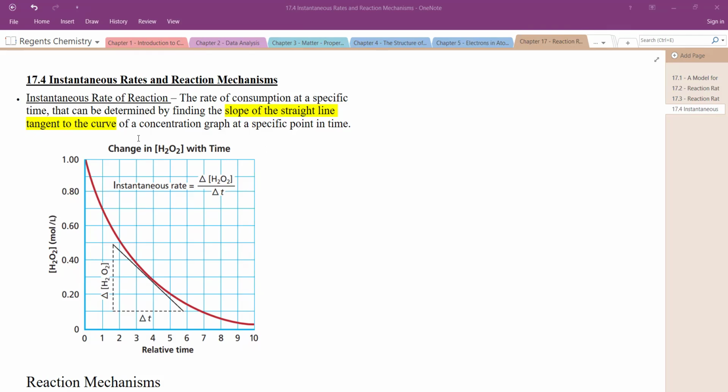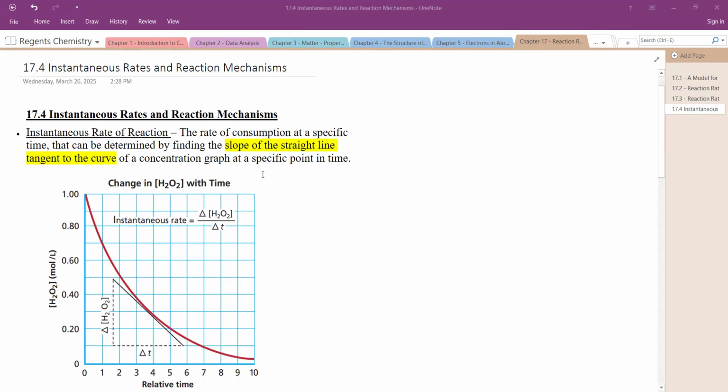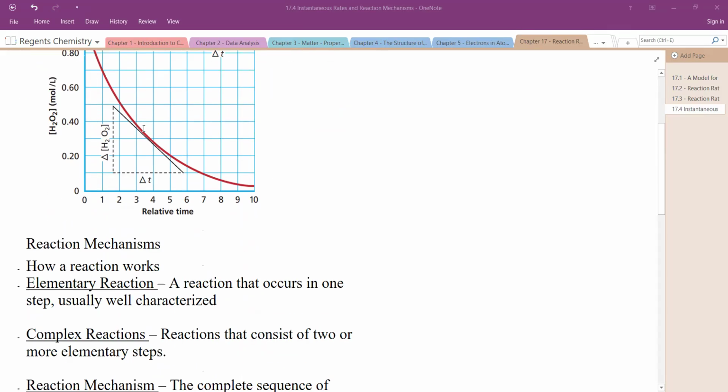Now, we can find that by determining the slope of the straight line that is tangent to the curve from a concentration graph. Tangential means that it is touching the curve but not crossing it. If I calculate my rise over run, my change in concentration of my hydrogen peroxide over my change in time, I can calculate a slope, and that is my instantaneous rate of reaction.